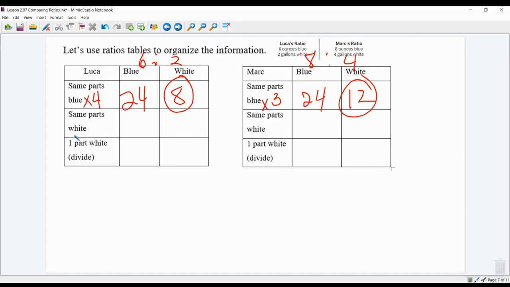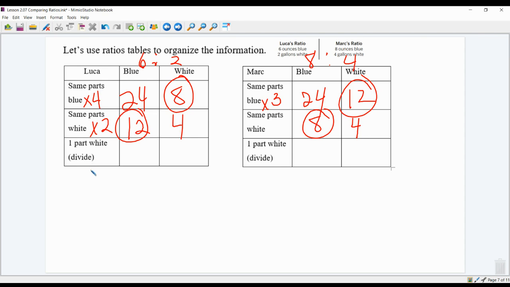Now I'm going to make white the same. I have a 2 here, I have a 4 here. I could divide, but multiplying is a little bit easier. So I'm going to double this recipe. 2 times 6 is 12, and 2 times 2 is 4. This recipe stays the same. I don't have to double it. 4 is the same. 8 and 12 are different. Luca's is darker because he has more blue.